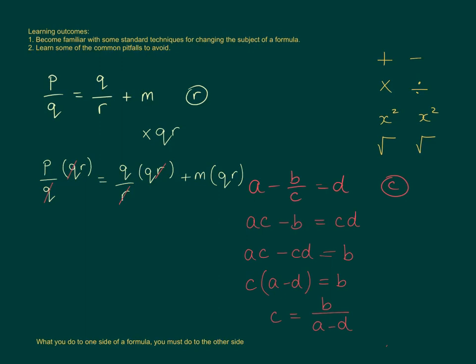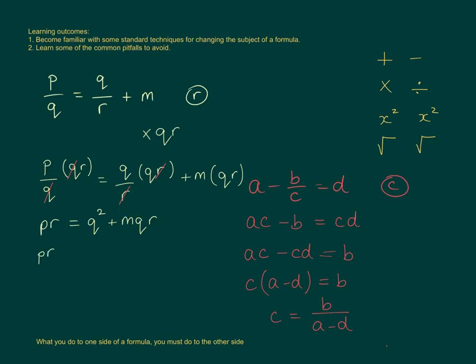So what you're left with on the left is p times r. On the right, what you have is q times q, which is q squared, and then you've got mqr. So remembering that r is what you're looking for, we need every term involving r on the left hand side. So we subtract this entire term, mqr, from both sides.